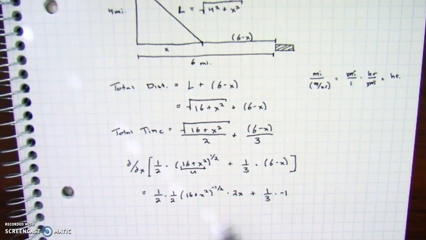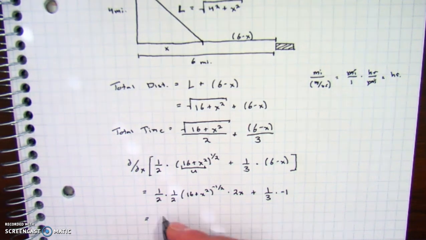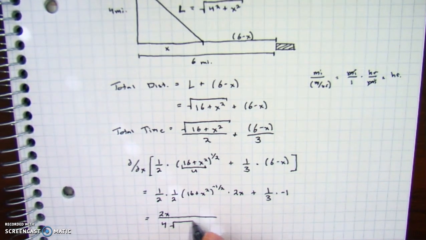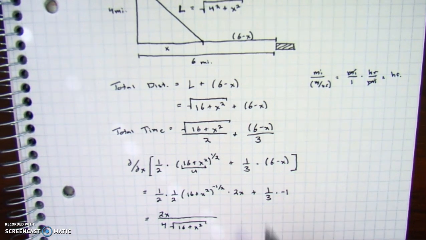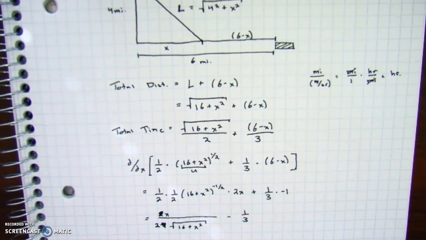All right, so let's simplify this a little bit. So this is going to equal, I've got 2x on the top, and then on the bottom I've got 4 times the square root of 16 plus x squared minus 1/3. Okay, one more simplification here. The 2 and the 4 simplify to 1/2. Okay, so voila, there we go.